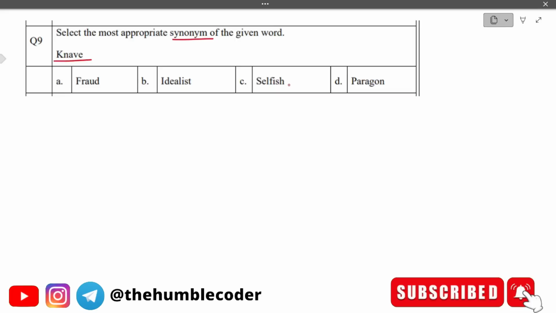Okay, basically, what does that mean? Person who is dishonest. Okay, so knave means what? Dishonest person, you can say. Okay, now with this you will get the hint. Dishonest person is what? Fraud, right? The correct answer in this case would be fraud.